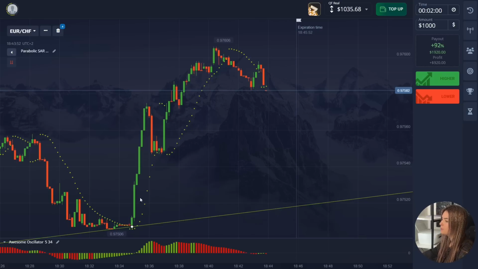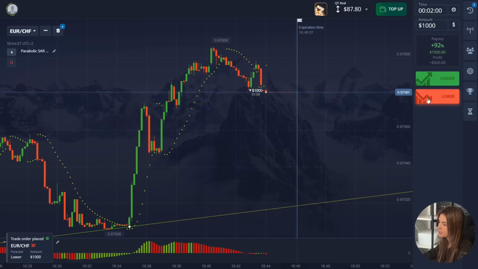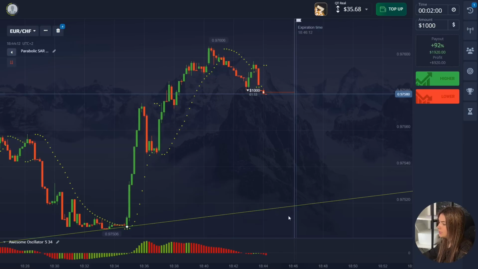Here the price again made an impulsive bounce up from the trend line. At the same time, the price is currently in correction, and the new point of the parabolic indicator is located above the chart. That's why I'm opening a deal down, because also, as you can see on the oscillator, the histogram crossed the zero level from top to bottom. That is, the indicators tells us about the upcoming price reduction.